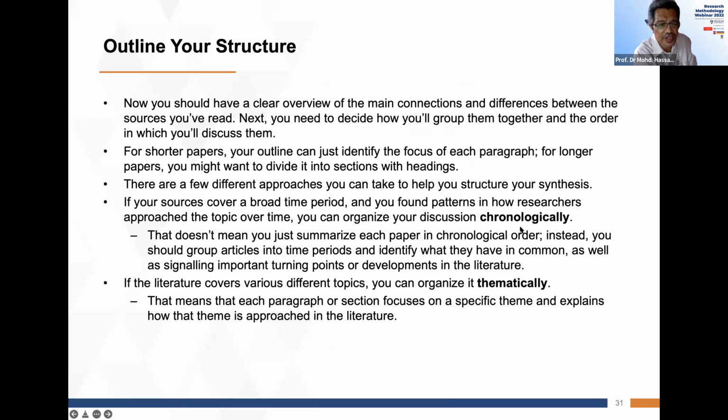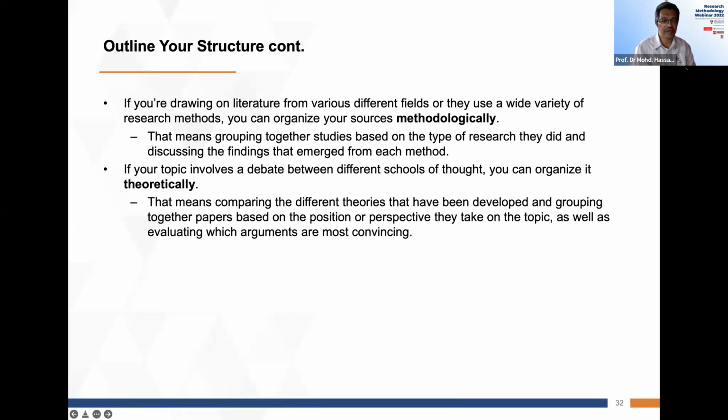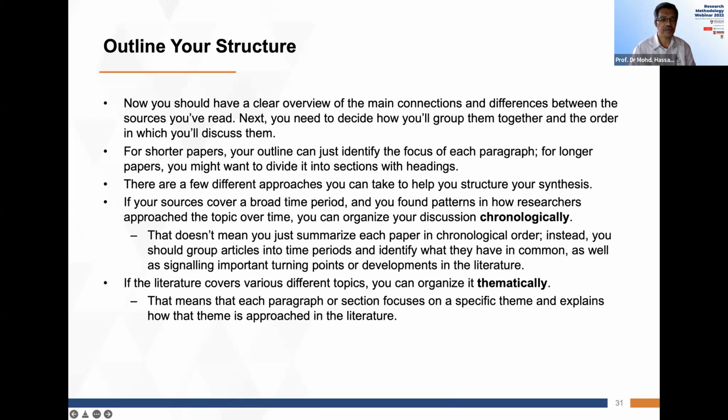Now, outline your research, outline your structure. Now you have a clear overview. Once you have that table, it provides a clear overview of the main connections and differences between the sources that you have read.